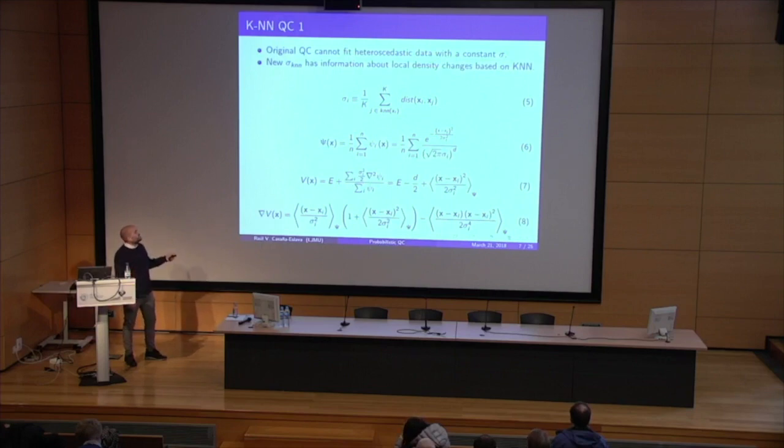Here the wave function is a bit different because we add a normalization term, since each length scale is different for each observation. The potential is a bit different and more complicated. Here we use an expected value based on the wave function, and that gives the gradient.